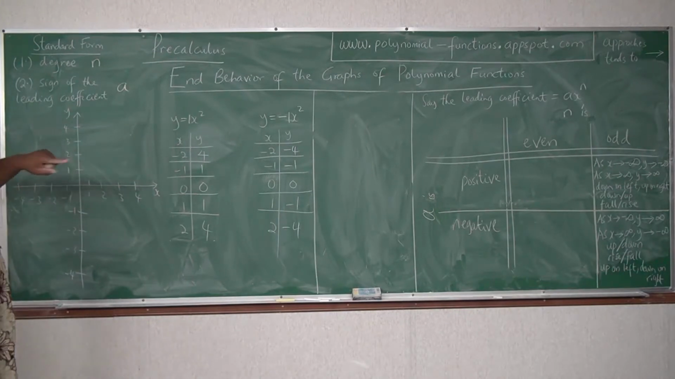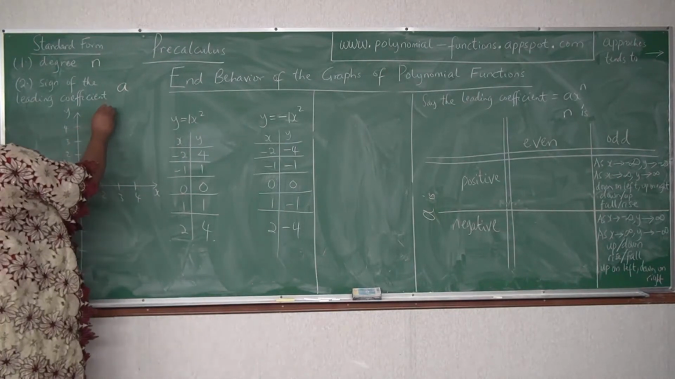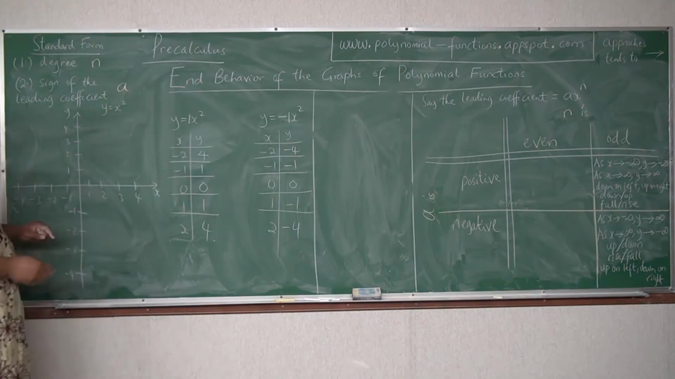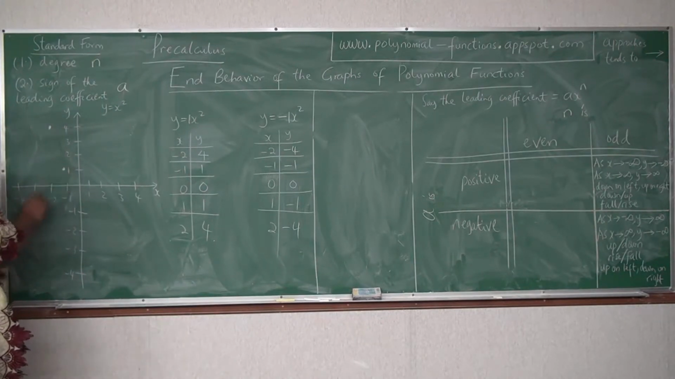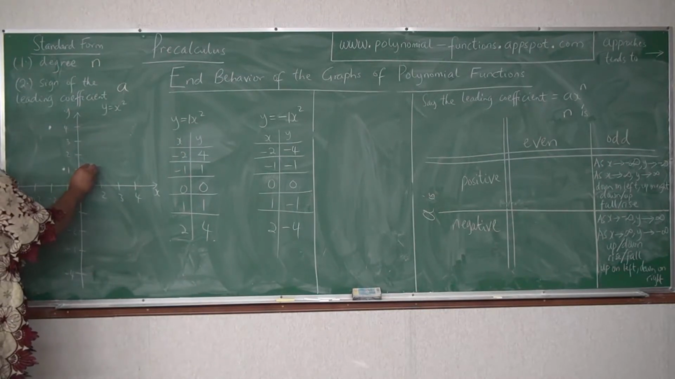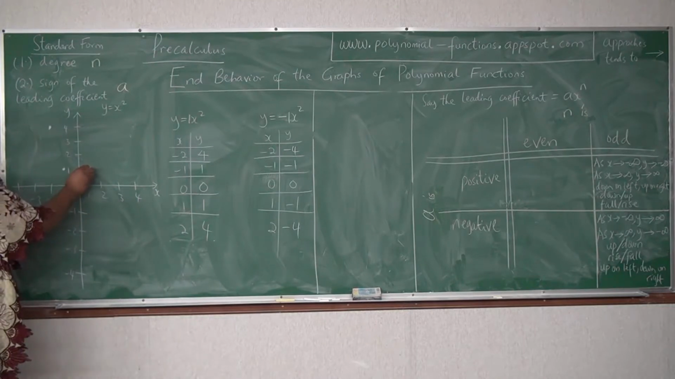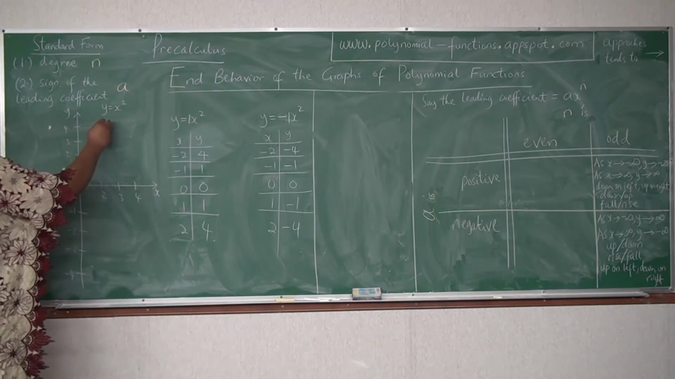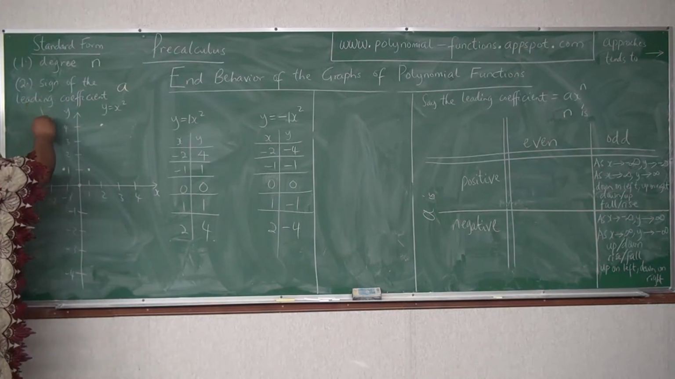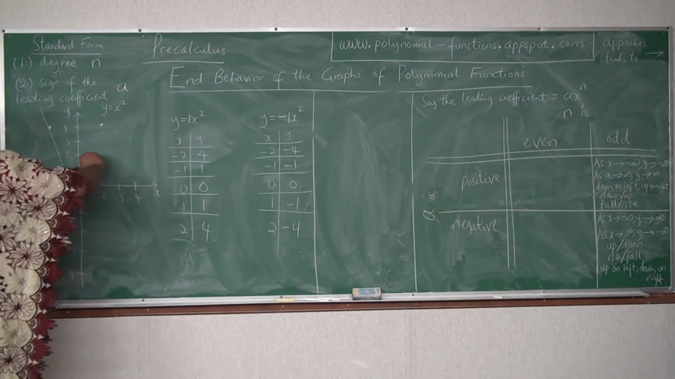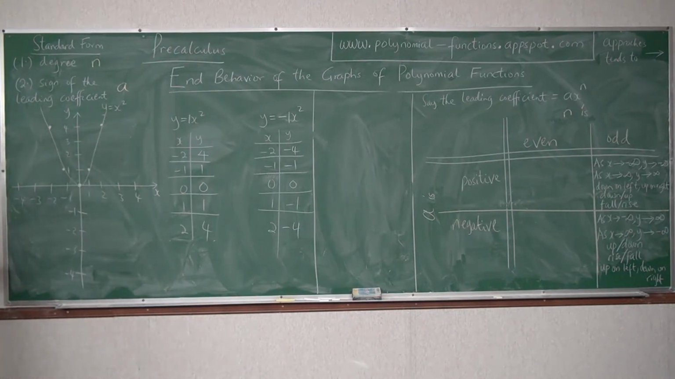When x is negative 2, this is for y equal to x squared, y is 4. When x is negative 1, y is 1. When x is 0, y is 0. When x is 1, y is 1. When x is 2, y is 4. So this is your parabola, the graph of a quadratic function.